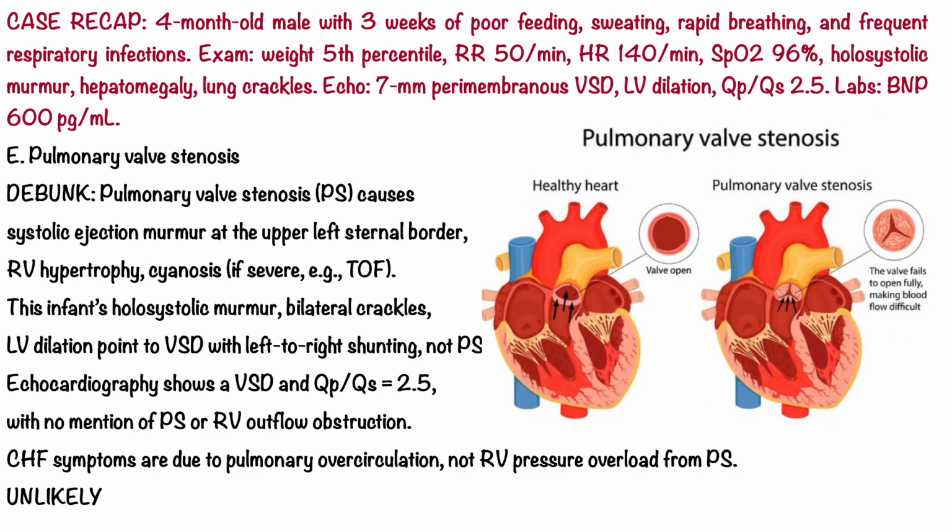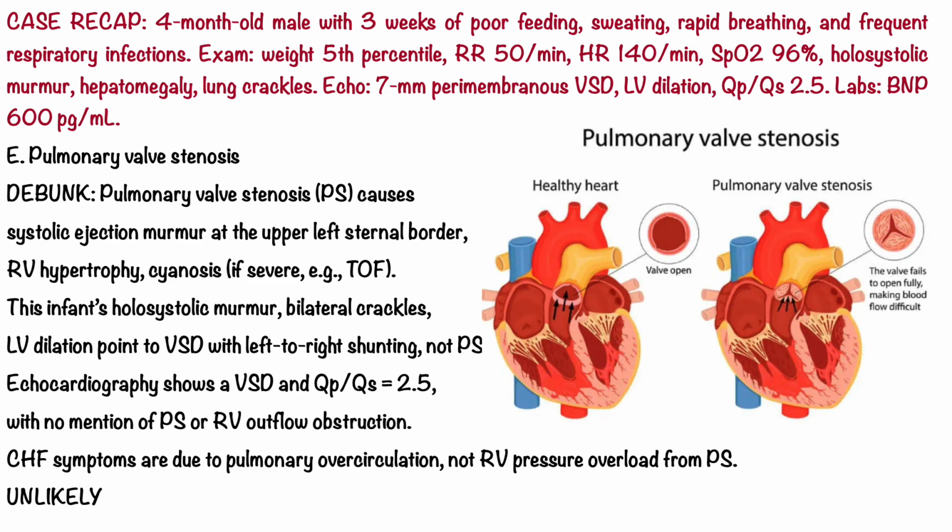Since the pulmonary valve is present in the pulmonary tract, or the outflow tract of the right ventricle towards the lungs, there are no signs of right ventricular outflow obstruction. There are CHF symptoms, which are due to pulmonary overcirculation, not right ventricular pressure overload from pulmonary stenosis. So this is very highly unlikely. That is how pulmonary valve stenosis occurs, as I have shown in the figure, right? The valve fails to open fully, making blood flow difficult, and that will in the long term cause right ventricular hypertrophy. You have to remember that.